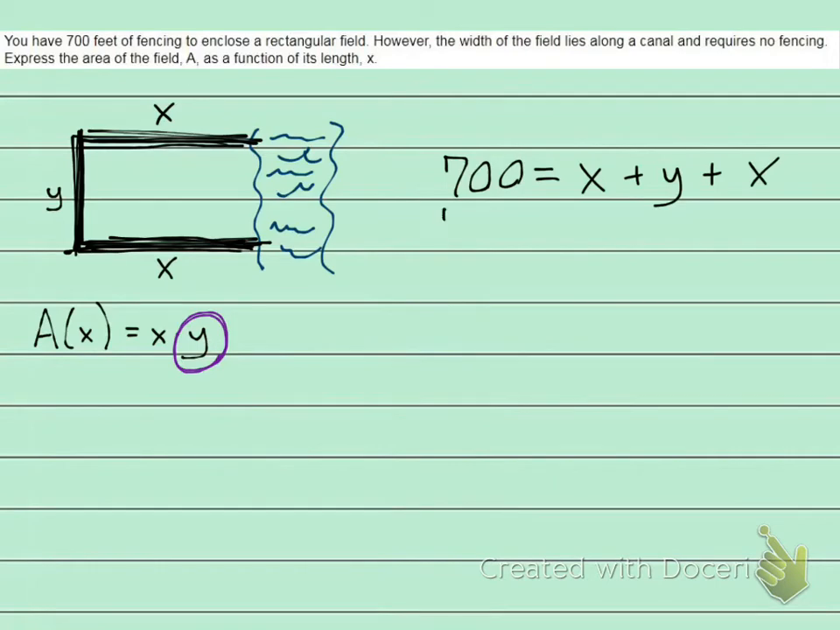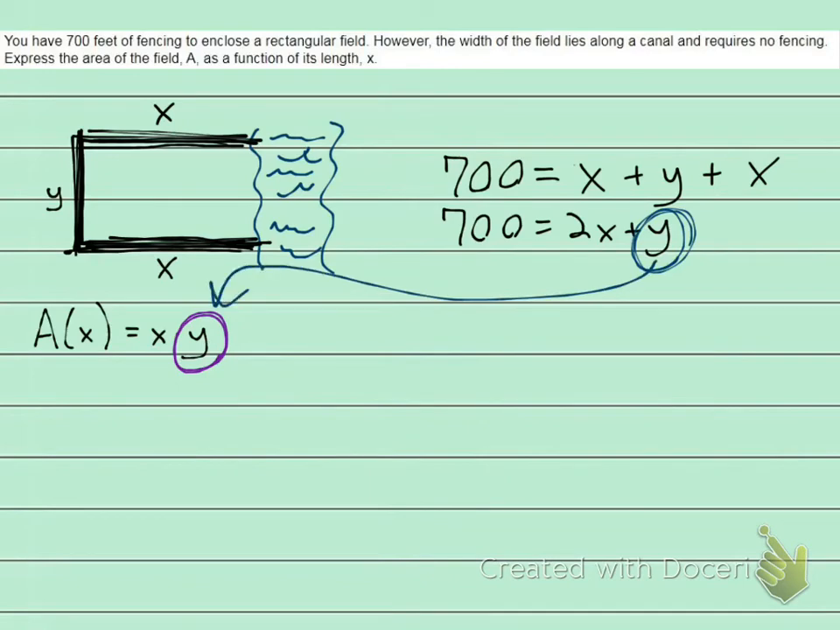I see these two x's that I can add together. 1x plus 1x gives me 2x's. So 700 equals 2x plus y. Now I'm going to solve for this y, and when I know what that y equals, I'm going to plug it in right here. So now I'm going to forget the problem for a second and just do algebra. Let's get our y by itself.